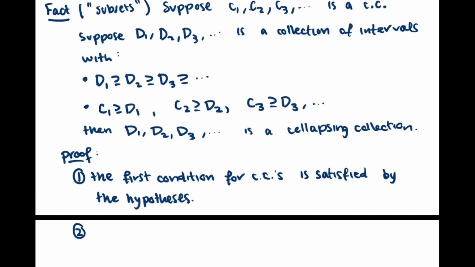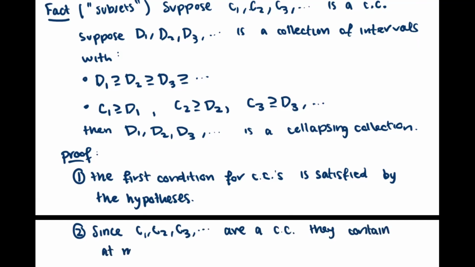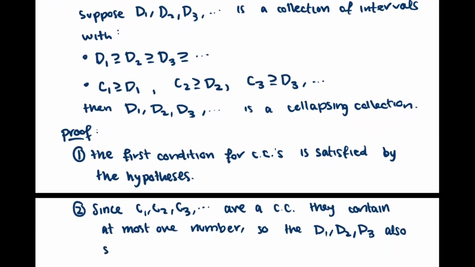So, here I'll write: since C1, C2, C3, and so on are collapsing collections, they contain at most one number. So D1, D2, D3 also satisfy this.